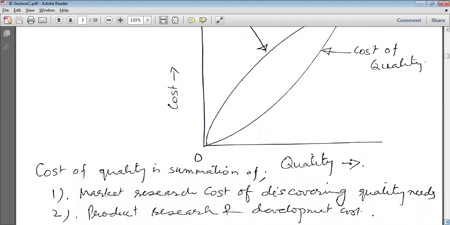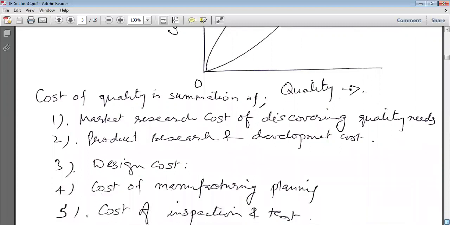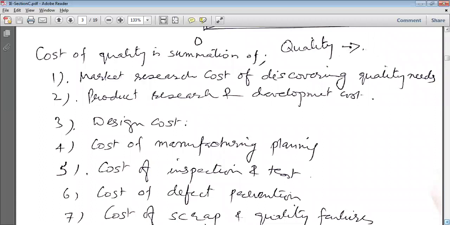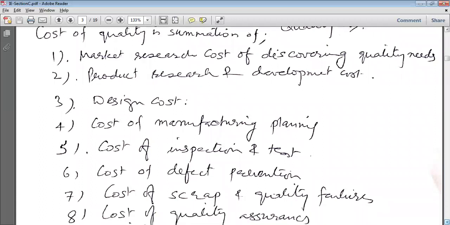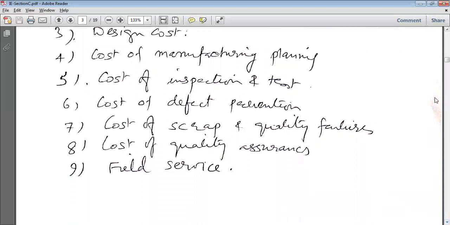Cost of quality is the summation of market research for discovering good quality needs, product research. So how is cost of quality calculated, and what parameters are taken into consideration? One is marketing research cost, then product research and development cost, then design cost, cost of manufacturing planning, cost of inspection and test, cost of defect prevention, cost of scrap and quality failures, cost of quality assurance. These are the costs that are accumulated in order to calculate the cost of quality, and field service.